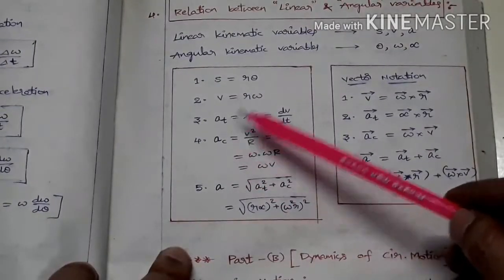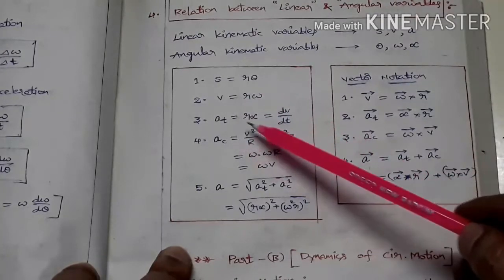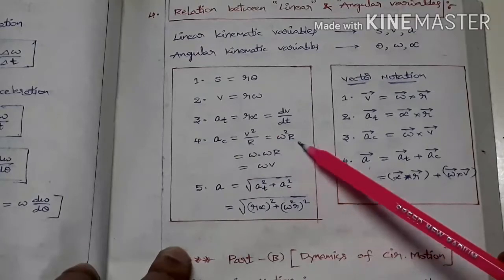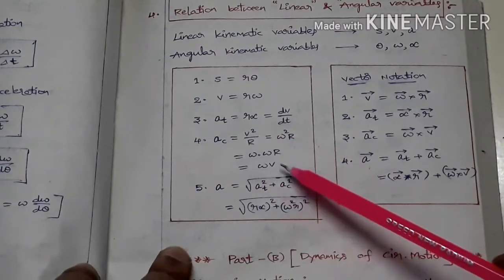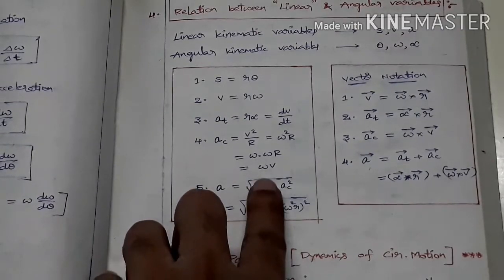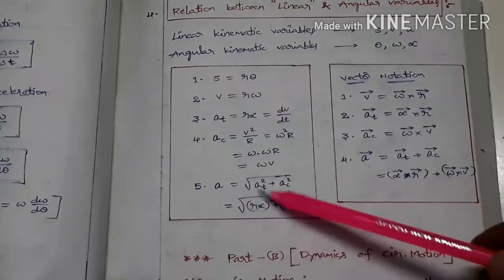But here the first ones obey the similarity: s equal to r theta, v equal to r omega, a_t equal to r alpha. But a_c equal to v square by r, that equals omega square r, that equals omega into v. So centripetal acceleration equals angular velocity omega into linear velocity v here. Next one, last one.